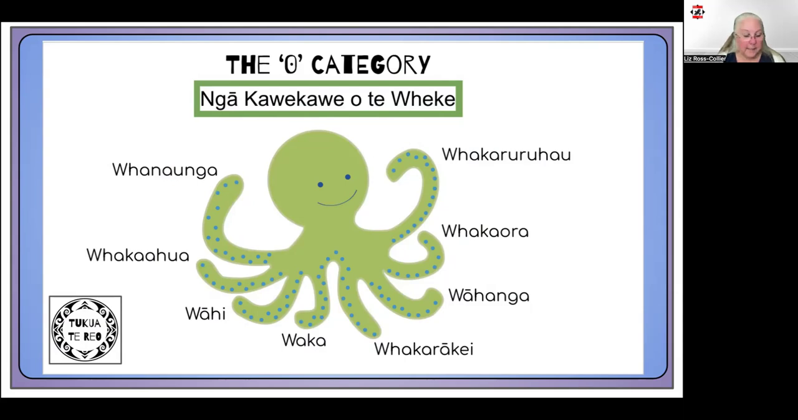Wāhanga, parts or sections of something. Whakaora, anything that improves our well-being. And whakaruruhau, which relates to anything that gives us shelter.